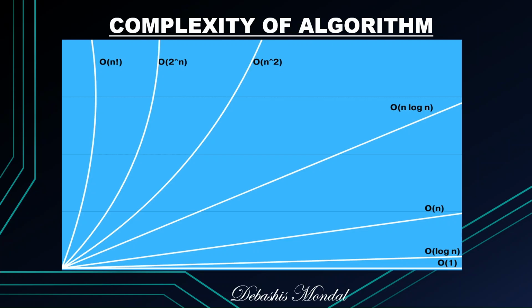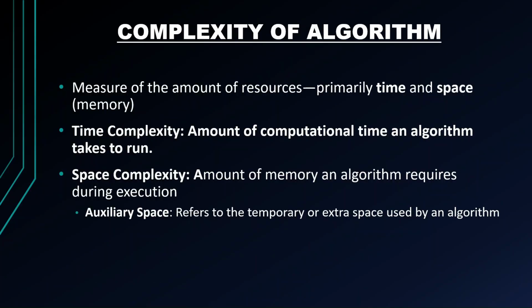In this lecture, we'll discuss time and space complexity, explaining both concepts and practical ways to find the time and space complexity of an algorithm. Complexity is a measure of the amount of resources, primarily time and space. Space means memory space required to run it, expressed as a function of the input size, usually denoted as n. Time complexity measures the increase in execution time.